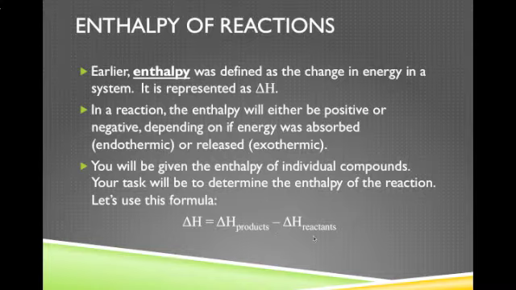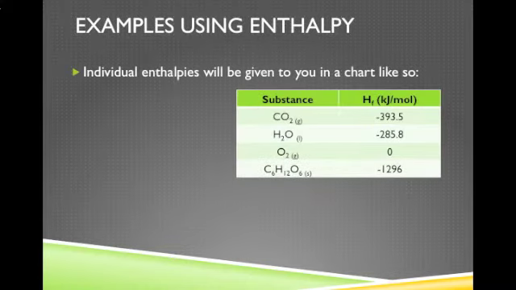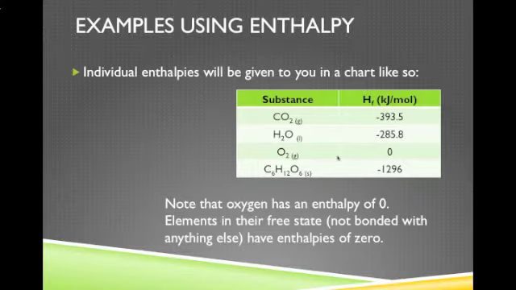Now I know that seems pretty straightforward, but let's take a look. Here's how I would give it to you, in a chart like this. And this right here is the individual enthalpies of each one of these compounds. Now I want you to first notice that oxygen has an enthalpy of 0. Elements that are not bonded with anything else will have enthalpies of 0. You don't have to remember that, but do pay attention to the fact that sometimes you're going to see something that doesn't have any enthalpy. And that's fine. This is how we normally find oxygen. It's not bonded with anything.